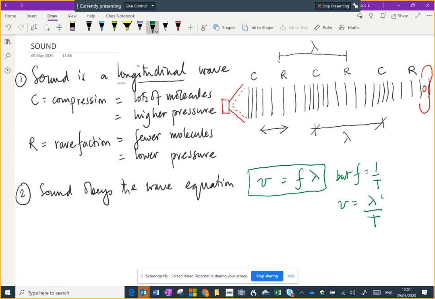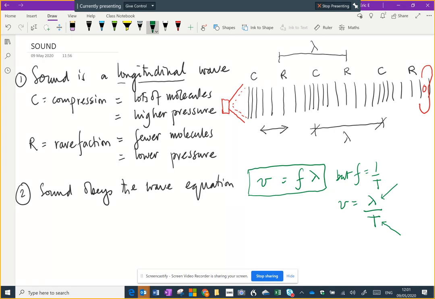Lambda is a distance. Capital T stands for period. It's a time. How long does it take to travel one wavelength? Well, one time period. The wavelength is the length in distance of one wave, and the time period is the length in time of one wave. So the speed is lambda over T, just because speed equals distance over time. So that's the first thing we note.